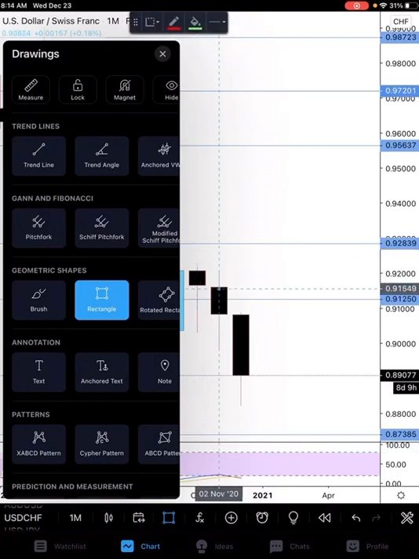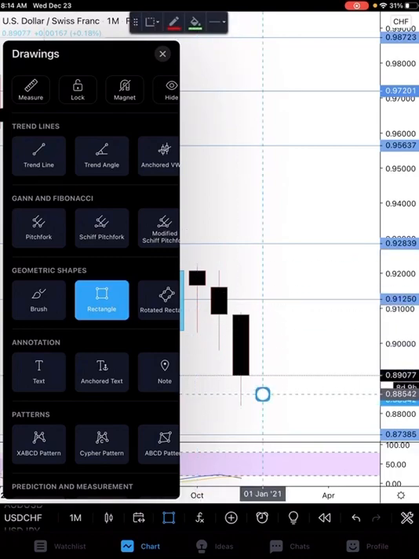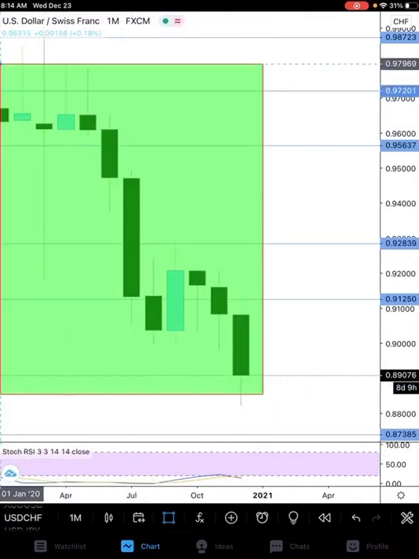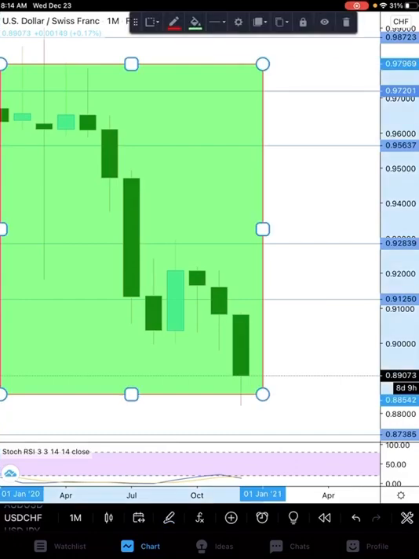I want to show you guys how this is a pattern within a pattern, because this is very important if you can understand this. So you have these 12 candles, these 12 months.